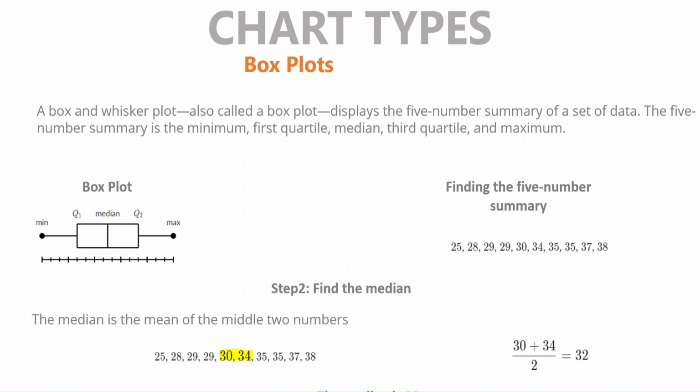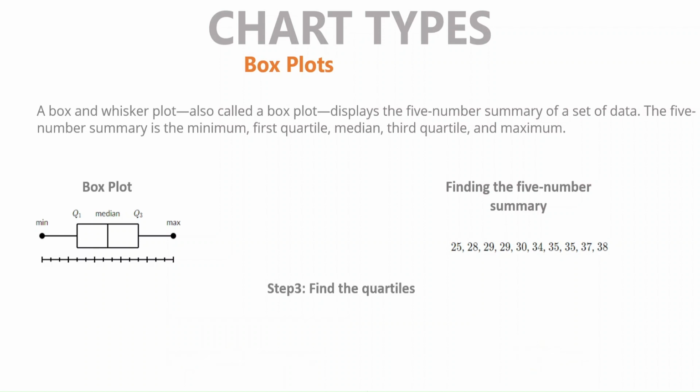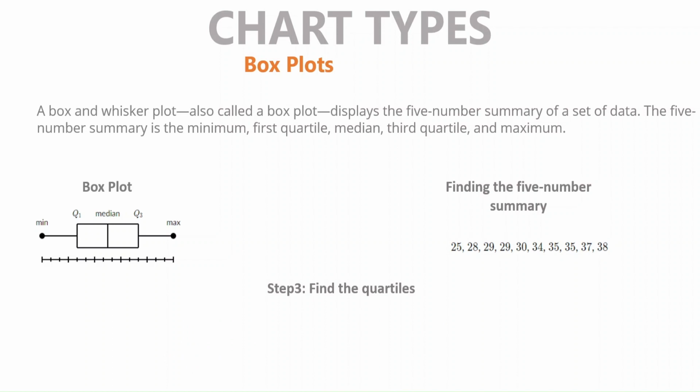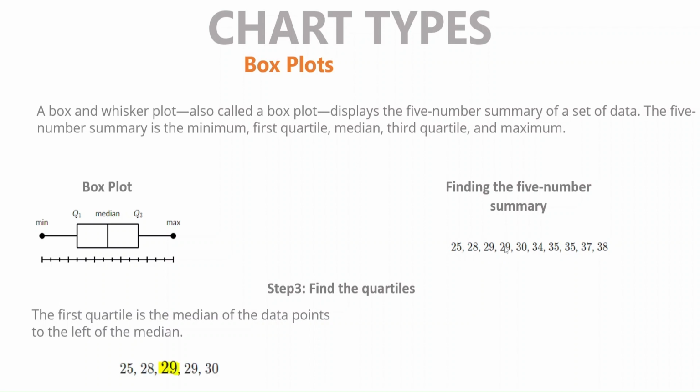Cool. Now, next is finding the quartiles. If the median is your 50th percentile, 32 is your 50th percentile, then the first quartile is the 25th percentile. The first quartile is the median of the data points to the left of the median. Now you have to calculate the median from 25 till 30. What is the median of this left hand side data? 29. Correct. So your first quartile becomes 29. Now which is your third quartile?